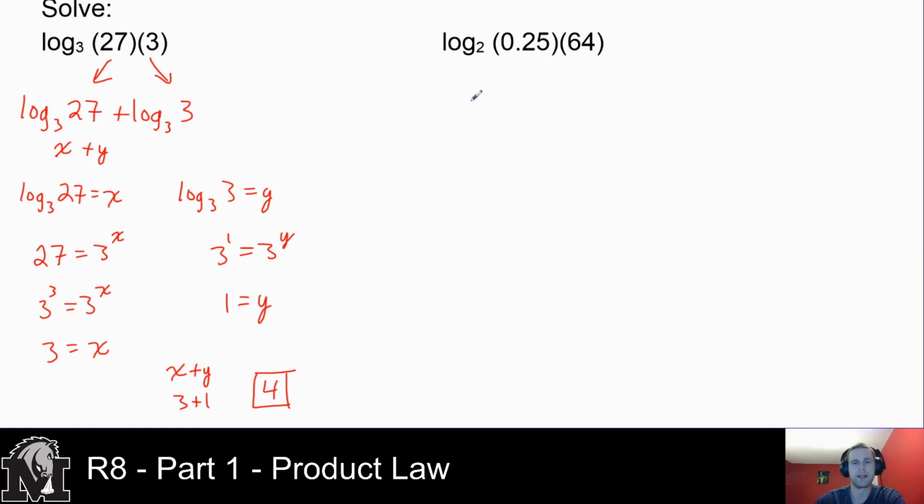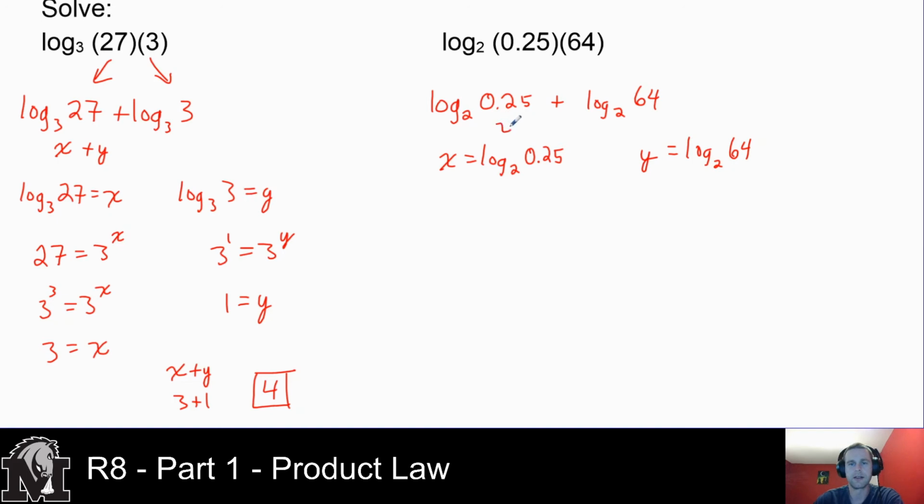Let's do the same thing with our second example. I'm going to separate this into two logarithms. Log base 2 of 0.25 plus log base 2 of 64. I'm going to say x is equal to log base 2 of 0.25 and y is equal to log base 2 of 64. So really what I'm looking at is x plus y. To solve for x, I'm going to put this in exponential form. 2 to the power x equals 0.25.